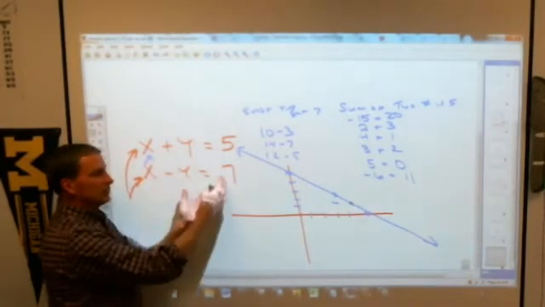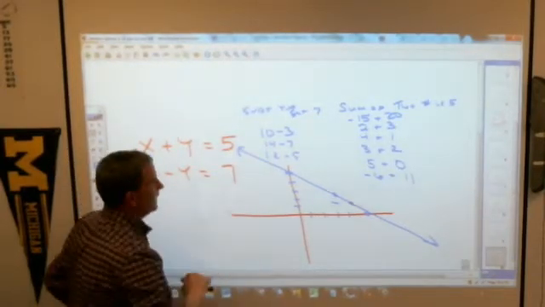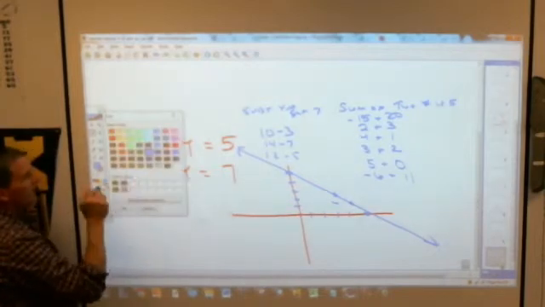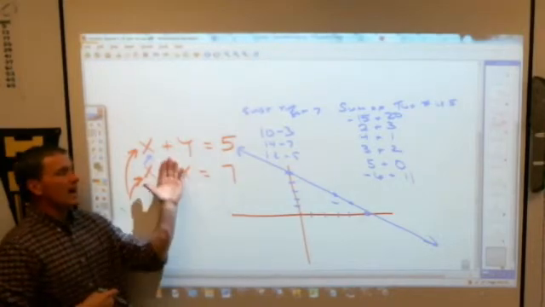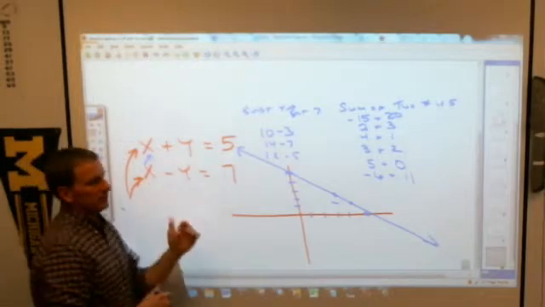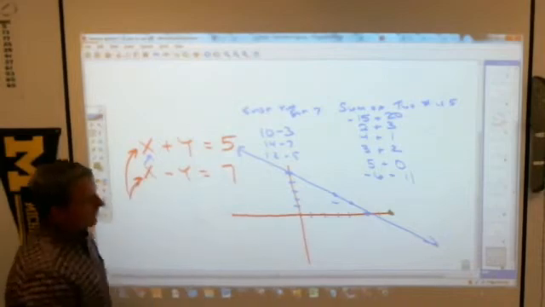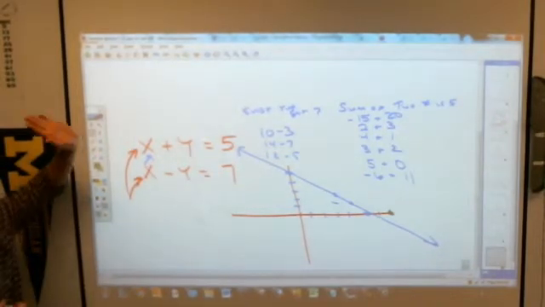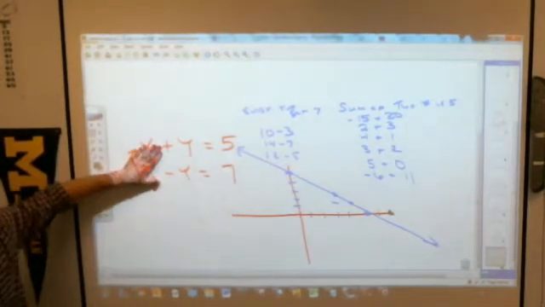Well, if I can find all the answers for this one, those lines are going to cross somewhere. And the place where they cross is going to be the pair that matches both of those. So let's see. If I put 0 in for y, what is x? 7. So 5, 6, 7. There's my x-intercept. If I put 0 in for x, and here's where you have to be careful. Grace, what is y? 7. Not 7. Because it's a negative y.